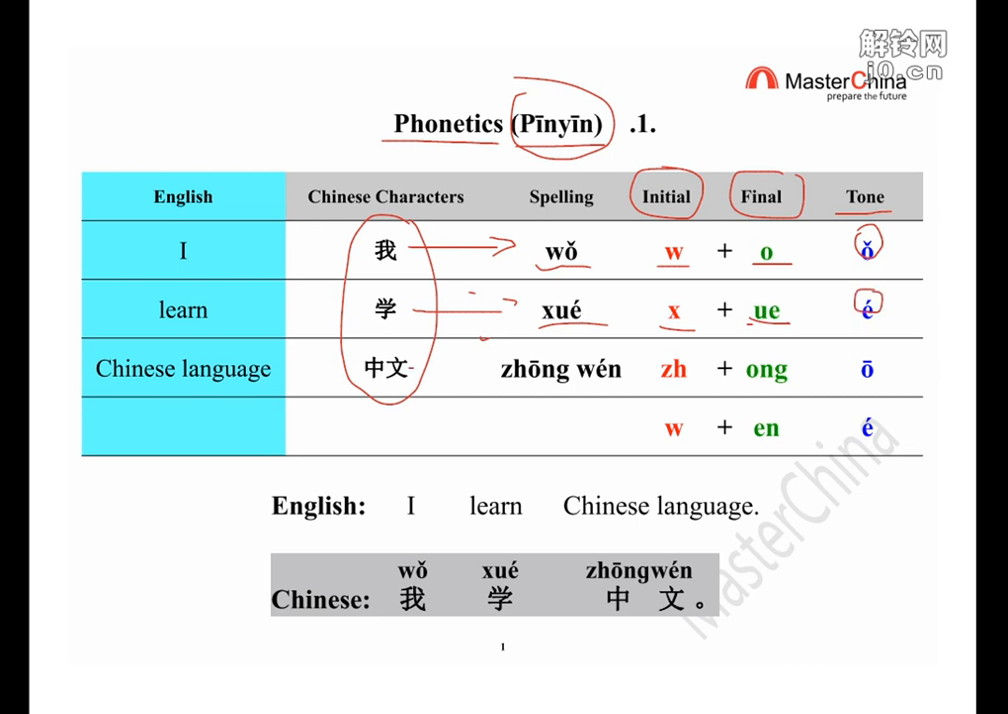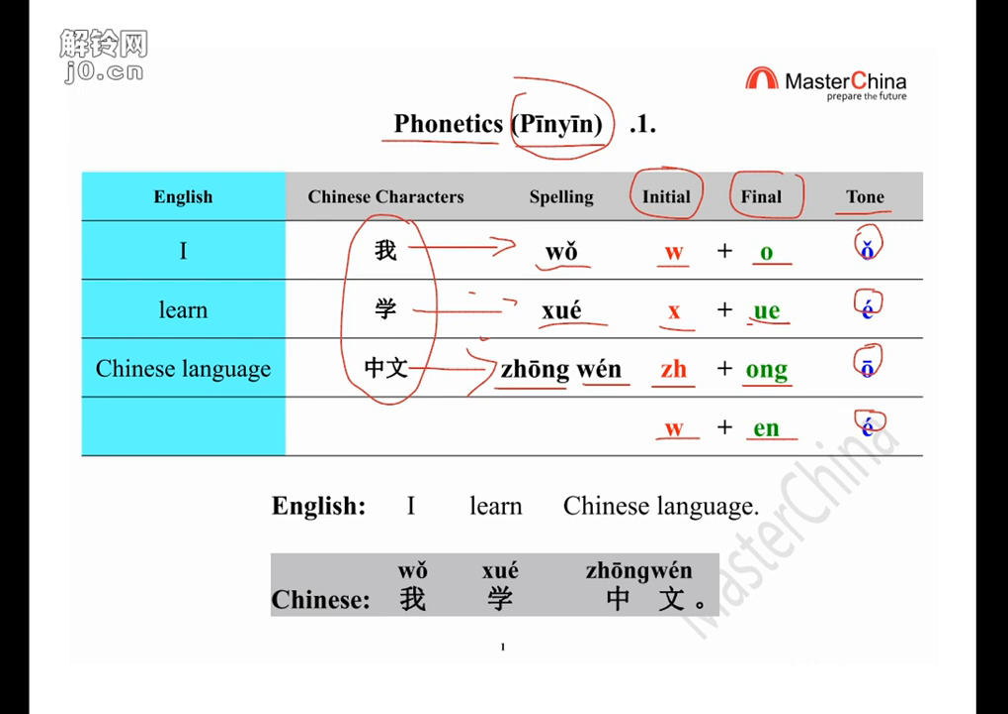And the third one, we have a word called 中文. 中文, that's two spellings here for one word. The first one is ZH with ONG and the tiny tone on the O. And the second spelling is W and EN, and the tone is on the E. So you can see any spelling in the Chinese language is made of three parts: initial, final, and tone. When we put these three together, people can pronounce each spelling easily.